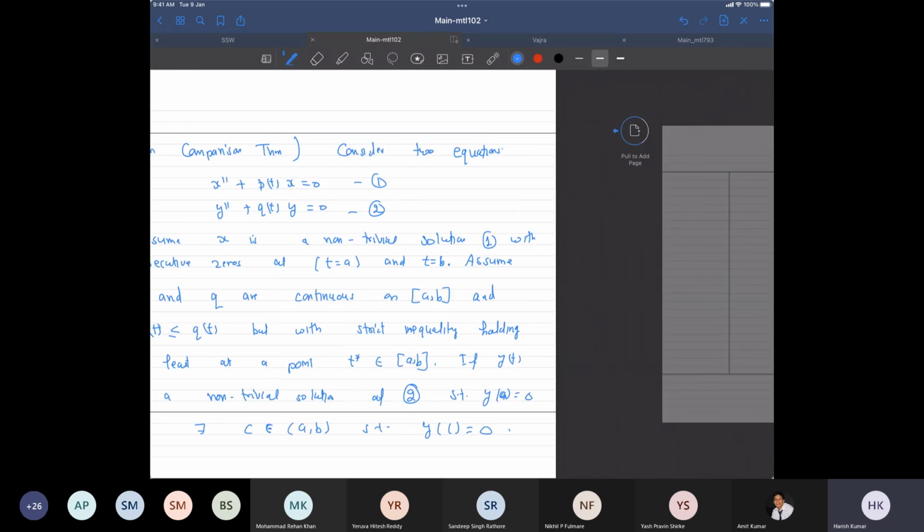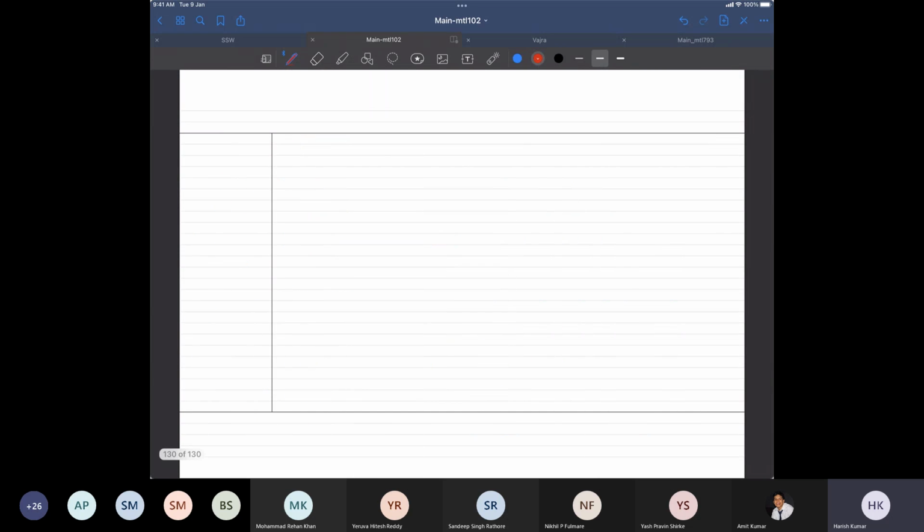Okay, so let me explain this with an example. We consider two ODEs. One is x double prime plus x is equal to 0. The other is y double prime plus 2y is equal to 0. The solution of this ODE will oscillate faster than the other. Do you agree? For example, at least one solution for the first will be sine t, and one solution for the second will be sine square root of 2t.